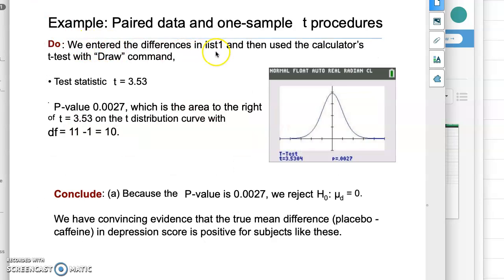So here we're going to put the data into list 1 and then use the calculator's t-test with the draw command. The test statistic t equals 3.53. The p-value is 0.0027, which is the area to the right of t equals 3.53, and the degrees of freedom is 11 minus 1, or 10. Conclusion: because this is very, very small, smaller than 0.05, we reject H0, mu d equals 0. We do have convincing evidence that the true mean difference is positive for subjects like these. Notice we can only generalize to subjects like these because we did not randomly select our subjects from the population.